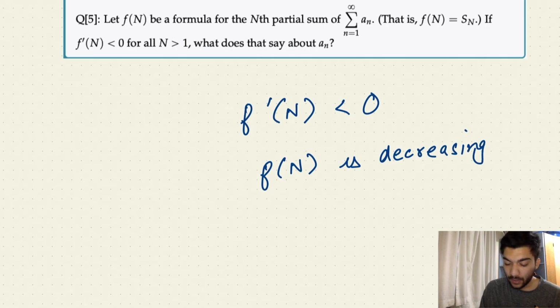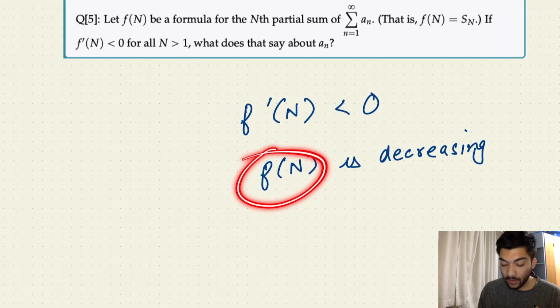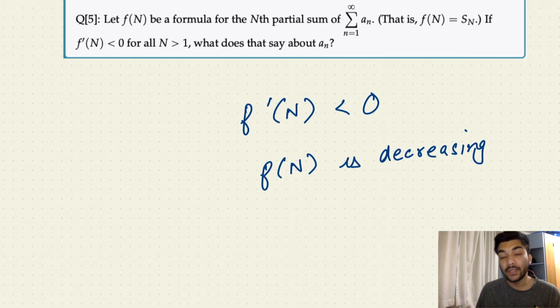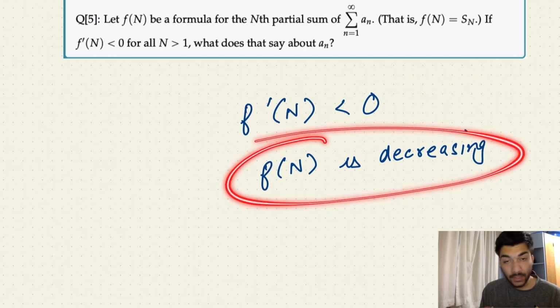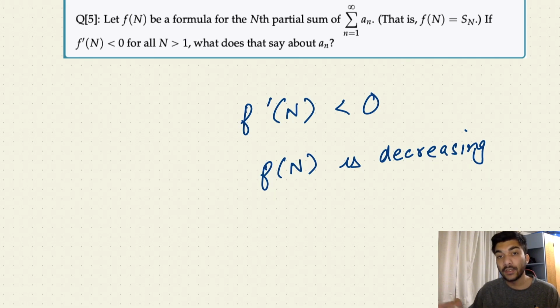So f of capital N is decreasing, which also means that if we keep on adding additional terms in f of n, it will have a lower value than the previous value, right? Since this is the nth partial sum, s of n, if we keep on adding additional terms, we are basically adding the next terms, a of n plus 1, a of n plus 2, and so on. Since s of n is decreasing, if we keep on adding more terms, our sum will decrease.